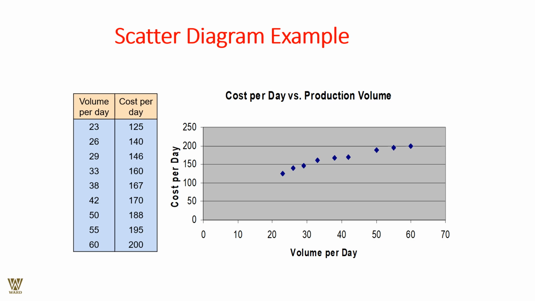Let me give you an example: the volume per day and the cost per day. It might be our sales. What are we looking into? The production volume. So cost per day is on the vertical axis, or the y-axis, and volume per day, the production volume we are talking about, is on the x-axis.